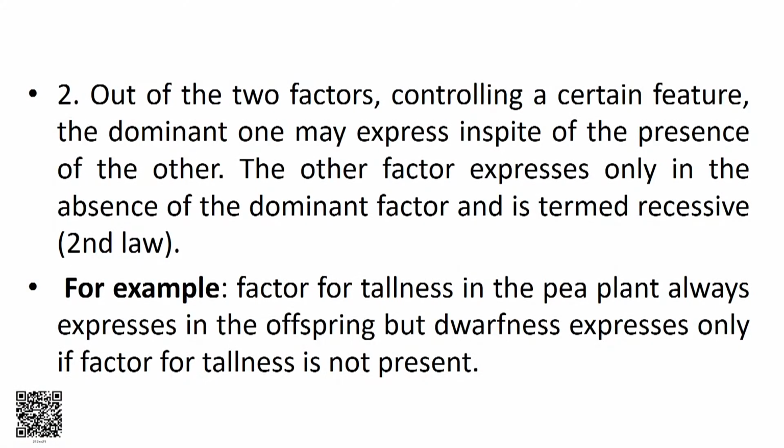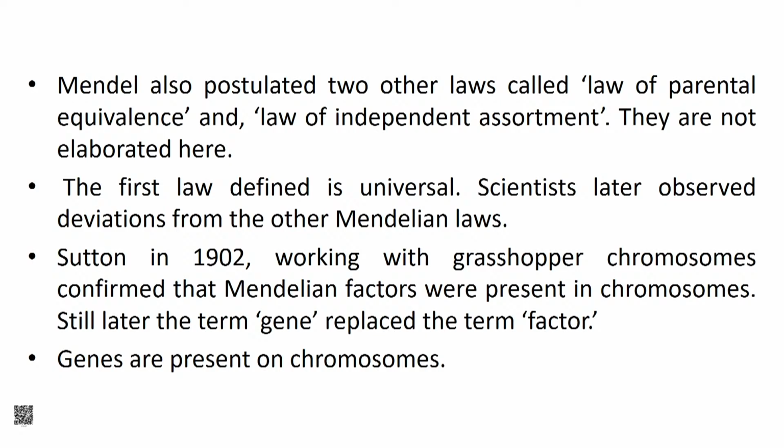The other factor expresses only in the absence of the dominant factor and is termed recessive. That is the second law. For example, the factor of tallness in a pea plant always expresses in the offspring, but dwarfness expresses only if the factor of tallness is not present. Mendel also postulated two other laws, called the law of parental equivalence and the law of independent assortment. They are not elaborated here. The first law is defined as universal. Scientists later observed deviations from the other Mendelian laws.